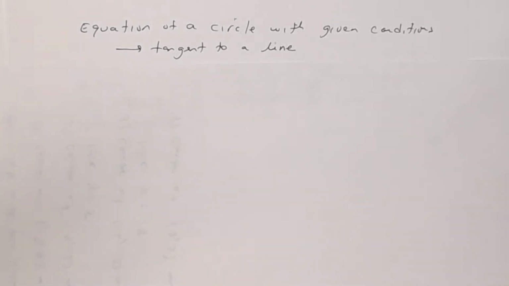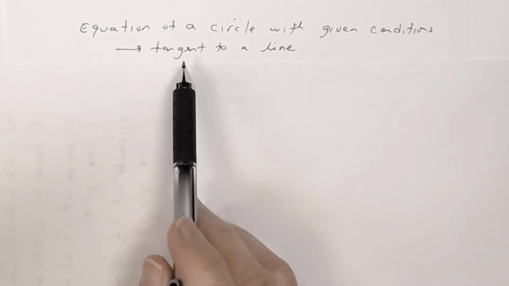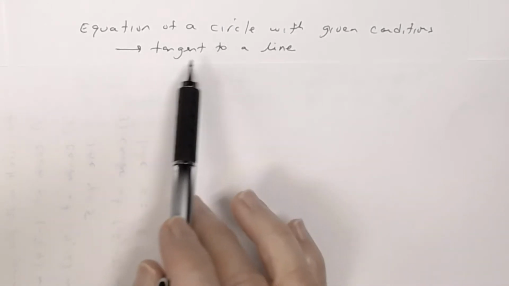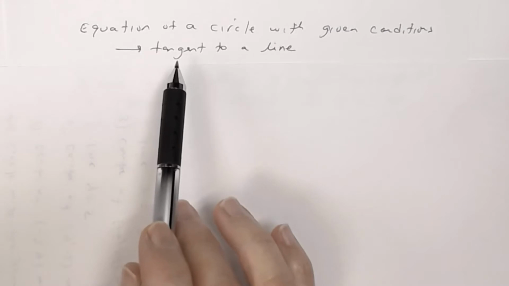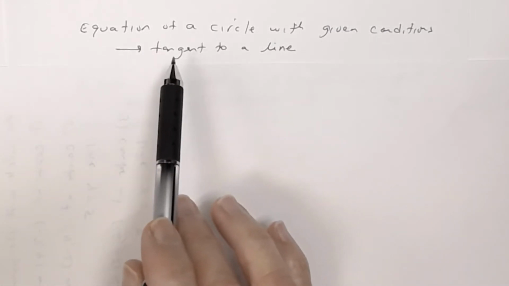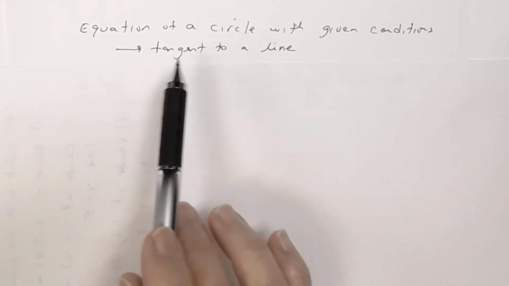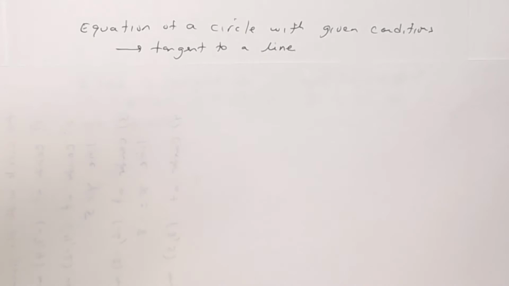Okay, so in this lesson, we're going to look at writing equations of a circle with certain conditions. And the condition in this case is that the circle will be tangent to a line. So we need to talk about what we mean by the word tangent. You've probably never heard that word with regards to a graph being tangent to a line. So this is what we mean by tangent.